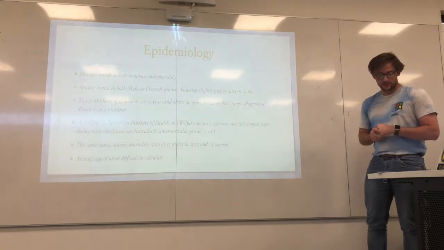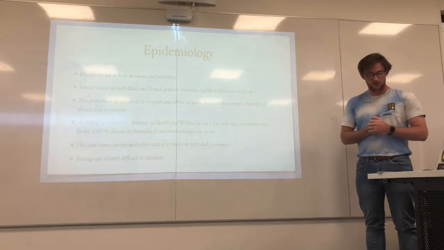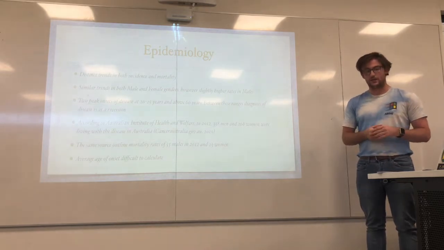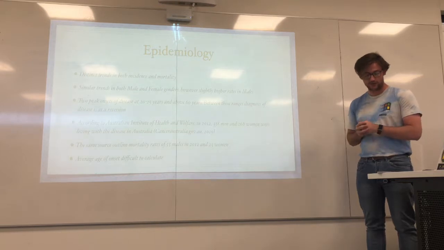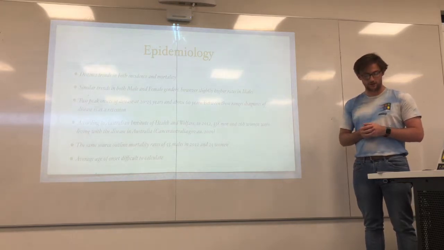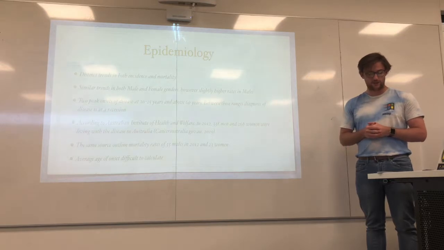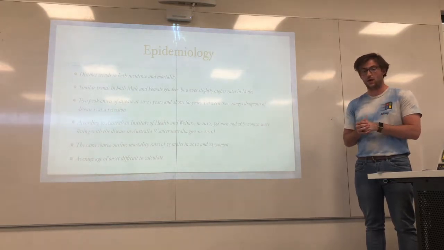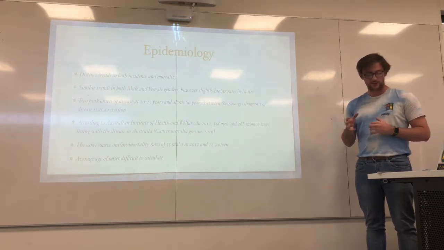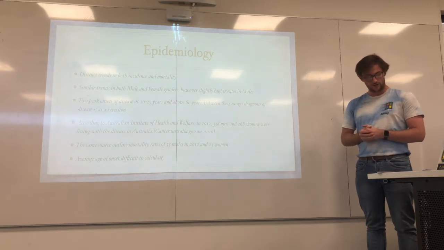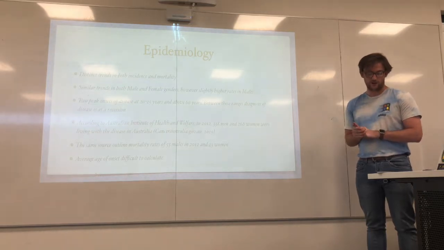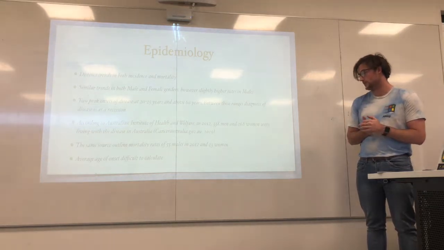The data surrounding the disease outlines a few distinct trends in both the incidence and mortality of the condition. These trends are similar among both male and female genders, however slightly higher rates of the cancer can be observed in males. The diagnosis of the cancer typically either falls into the early 20s of the patient or after 60. There are two different peaks of incidence and diagnosis. Between these ages, it is notably less common to be diagnosed. The Australian Institute of Health and Welfare outlines that in 2012, 338 men and 268 women were living with the disease in Australia. Similarly, mortality rates of 55 males and 23 females were observed in the same year.